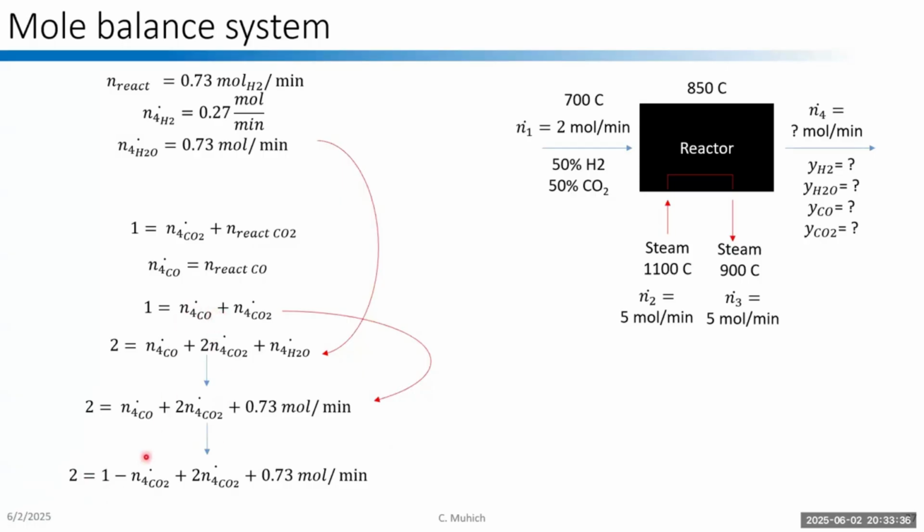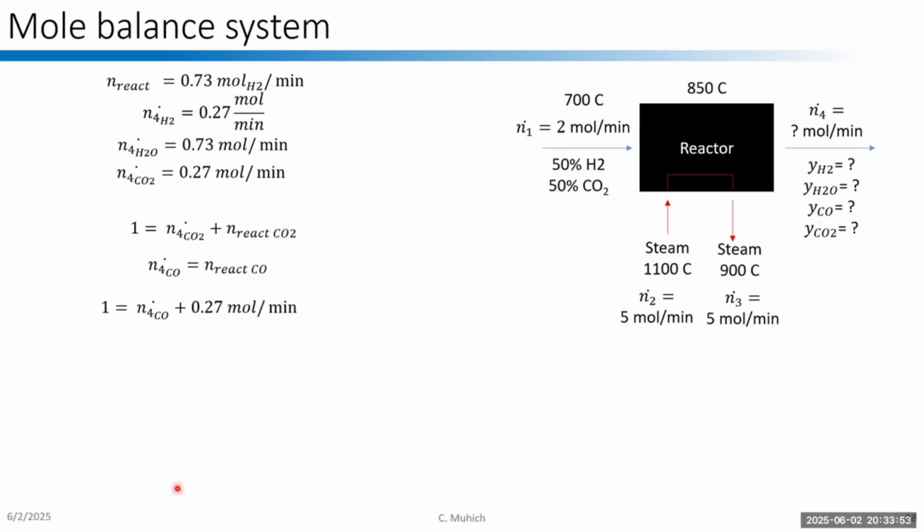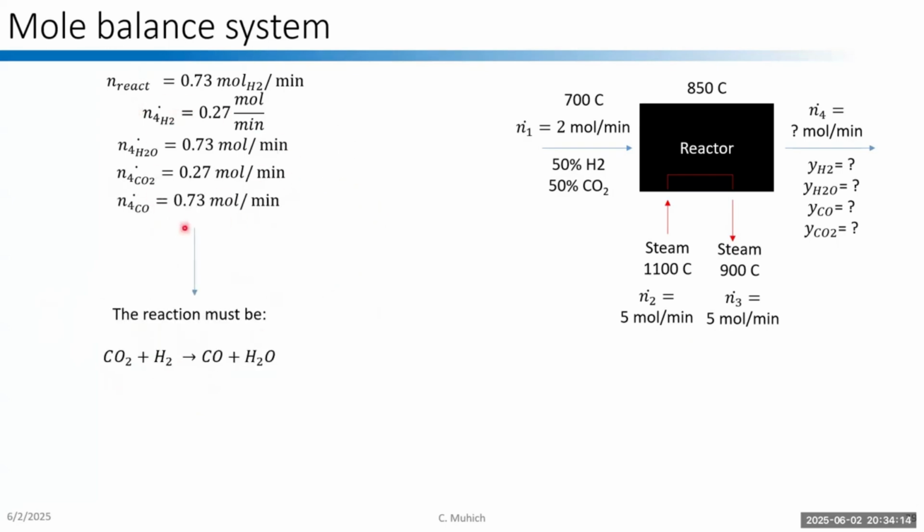All I've done is substitute into here. I rearrange, do the algebra, and I find that the moles of CO2 leaving the system is 0.27 moles per minute. Okay, I now know how much CO2 is leaving the system. I can then solve this last equation and find that the number of moles of CO leaving is 0.73. Okay, so here's all of my molar flow rates.